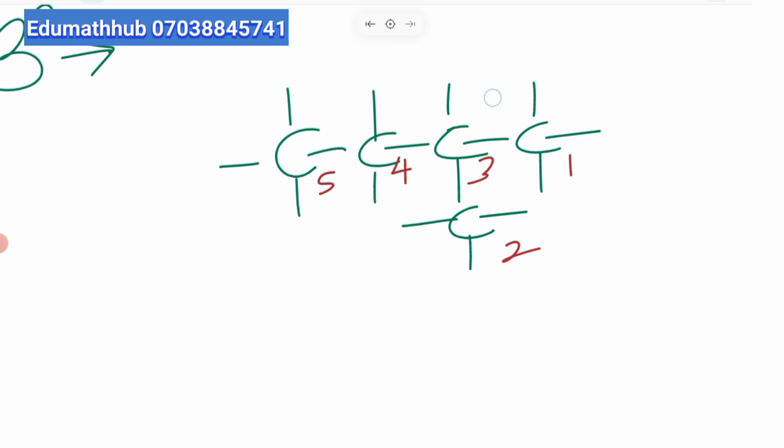So you notice that carbon 3 is a 3rd degree carbon. Why? Because you have this carbon 3 being attached to carbon 4. It's also linked to carbon 1 and it is linked to carbon 2. So a carbon atom that is linked to 3 other carbon atoms is called a tertiary or 3rd degree carbon atom.